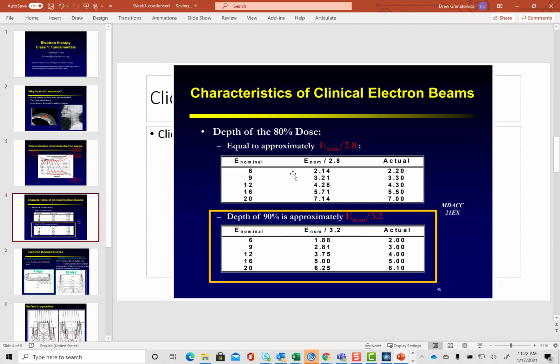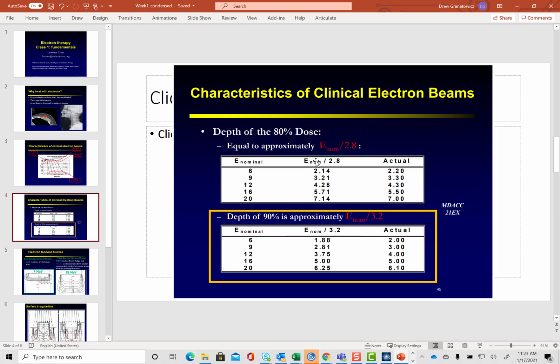Here again is your depth at 80% or 90%. So you'll have tables in your clinic with this data, and you'll start to kind of memorize them. But it's important to know, if a physician comes in and tells you, hey, I need to treat this with electrons, the depth is 5 cm, what energy should you pick? If you look here, if we prescribe to the 90% line, for 16 MeV, we will be treating to 5 cm depth. Okay, so just an example.